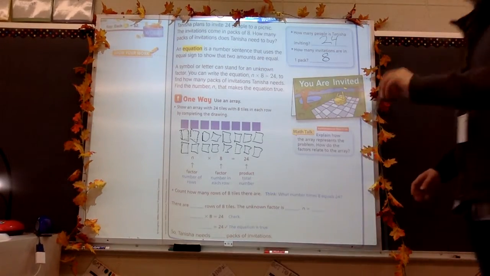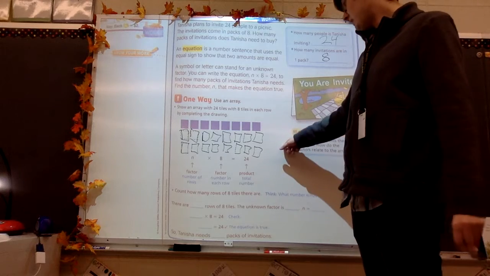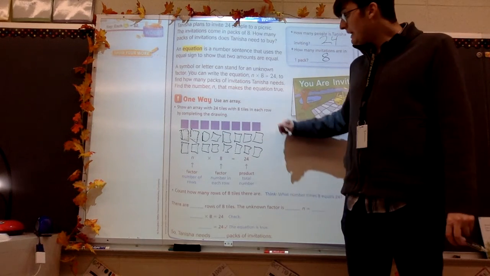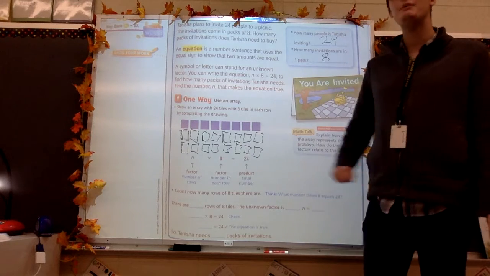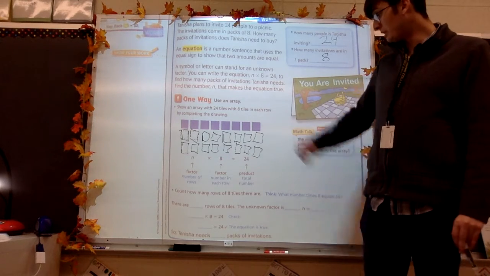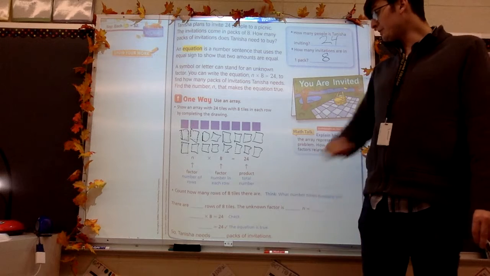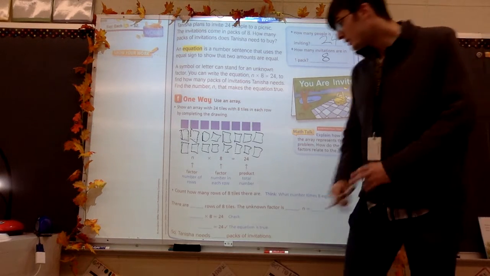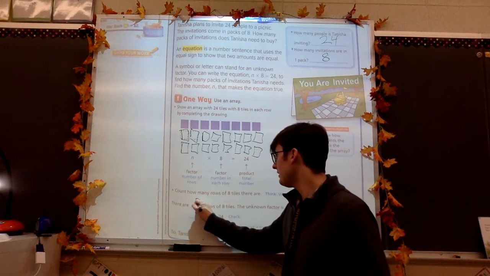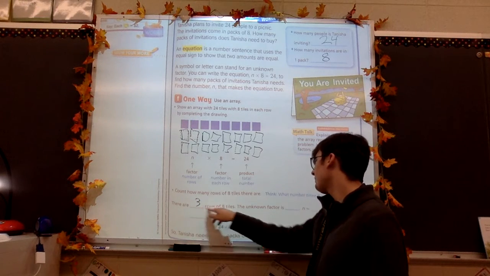So now that we have that, we can start counting. So we have 24 in total. We can now figure out what n can be. We can do this by counting how many rows of 8 we have. We have 1 row, 2 rows, 3 rows. 3 rows of 8 equal 24. So there are 3 rows right down here at the bottom. 3 rows of 8 tiles.